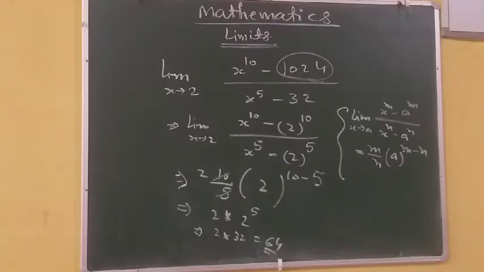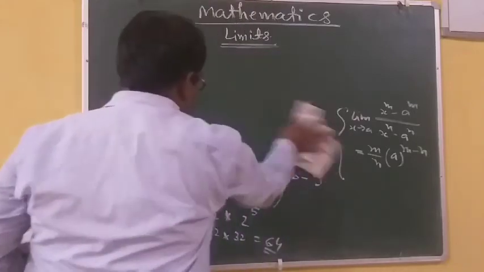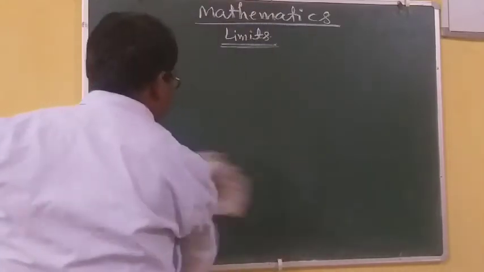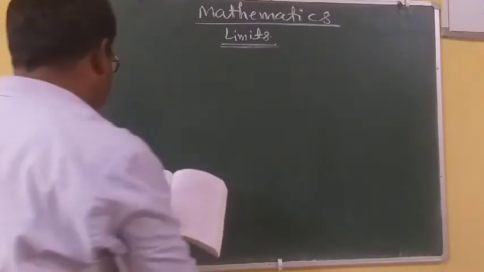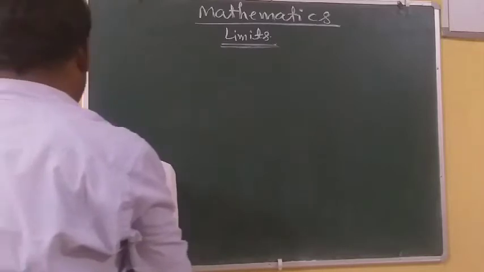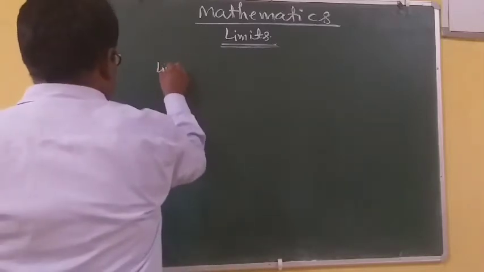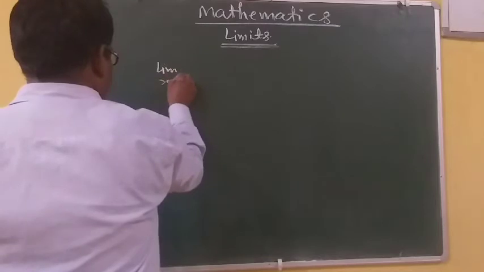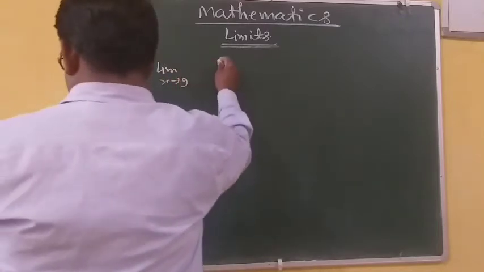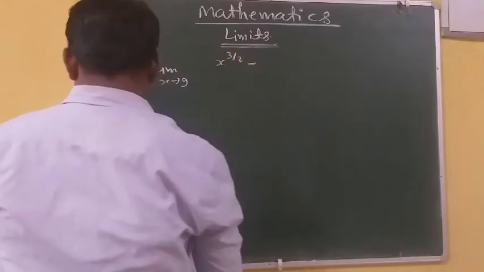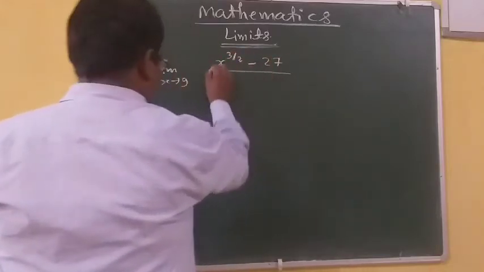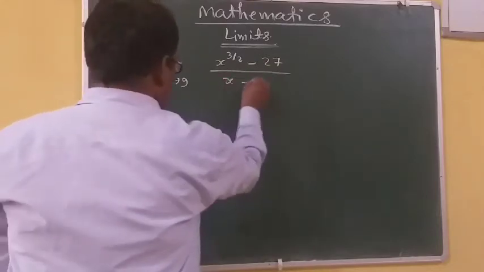Okay, check 64. Now another question. Another question is: limit x tends to 9 of (x power 3 by 2 minus 27) divided by (x minus 9).